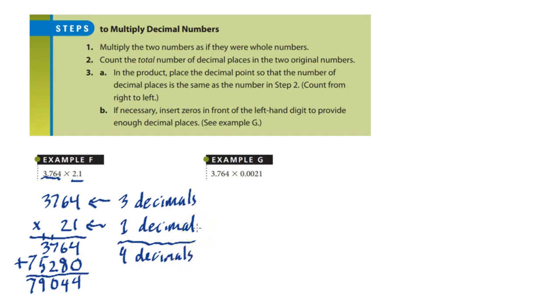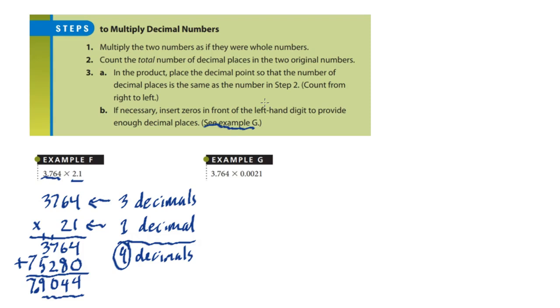Okay, so in the product, place the decimal point so that the number of decimal places is the same as the number in step 2. So we have 4 total decimals. That's what we determined in step 2. So we place the decimal point so the number of decimals is 4. So we would place the decimal right here, since that would give us 4 decimals. And if necessary, insert zeros in front of the left-hand digit to provide enough decimal places. So see example G. So that doesn't really come into play in this problem.